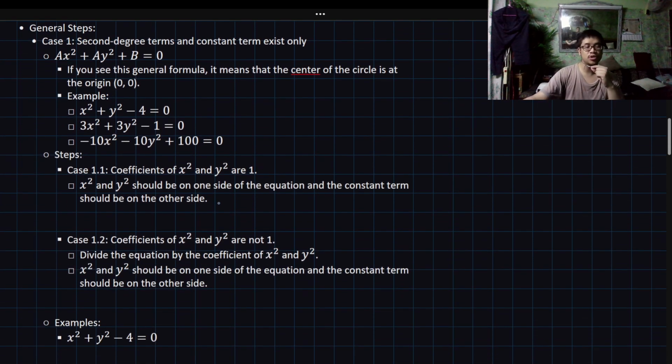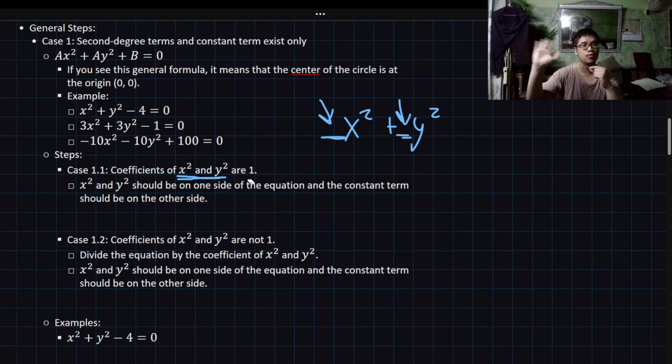So there are two sub cases. Case 1.1: the coefficients of x squared and y squared are 1. Meaning it just looks like x squared plus y squared, with no visible number. If it's not visible, that means the coefficients of x squared and y squared are 1. It looks like x squared and y squared only.